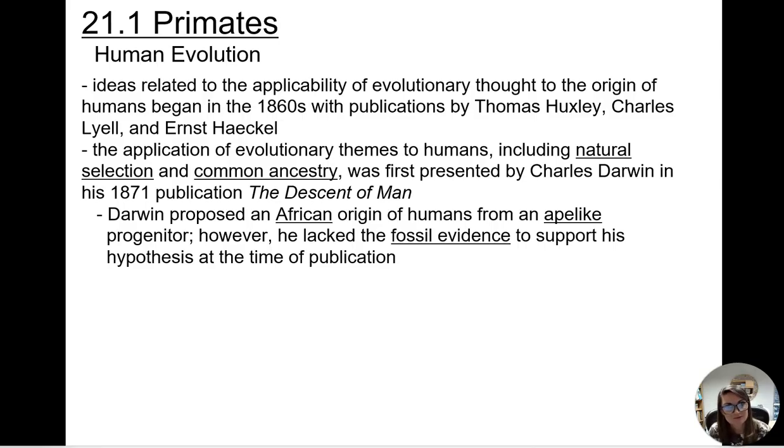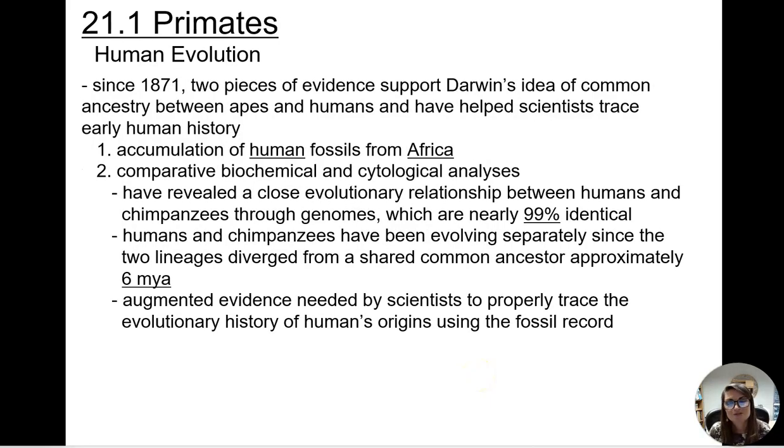Now, as we go back further and we start to find more fossils, we are starting to be able to put together a better lineage. So since 1871, two pieces of evidence supported Darwin's idea of common ancestry between apes and humans and have helped scientists trace early human history. First, we have the accumulation of human fossils from Africa. Second, we have comparative biochemical and cytological analysis. So CYT, C-Y-T-E, that means cell, and so they're looking at cell analysis.